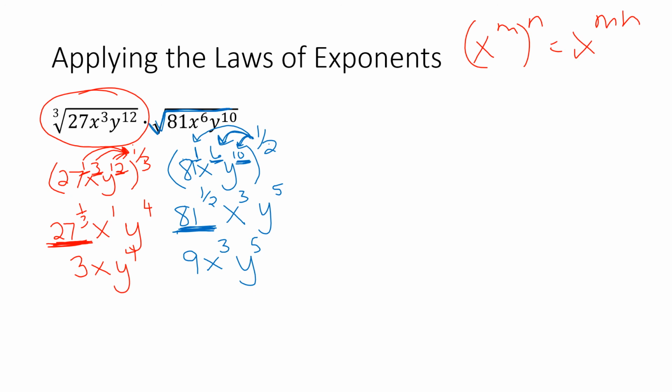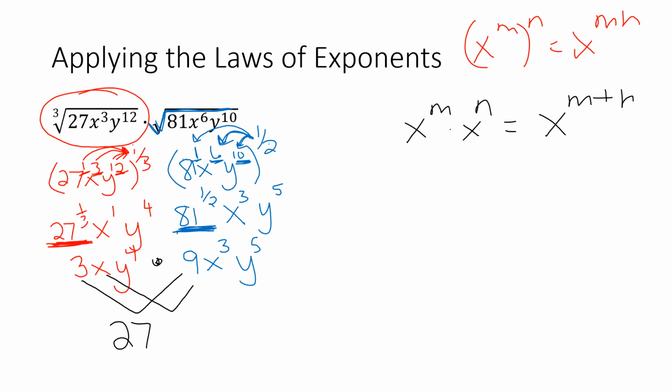Now remember that this was a multiplication problem. So when you get to this step right here and you're trying to multiply, remember that when you multiply, you add the exponents together. Now, the 3 and the 9 are not exponents. 3 times 9 is 27. But when you look at the x's, x times x cubed would be x to the 4th power. And when you look at the y's, y to the 4th power times y to the 5th power would be y to the 9th power. And that, my friends, is our final answer.